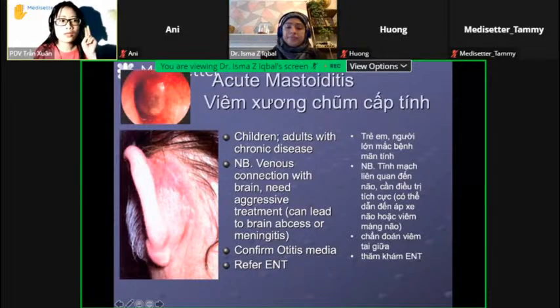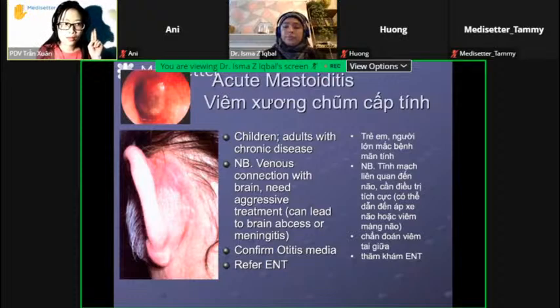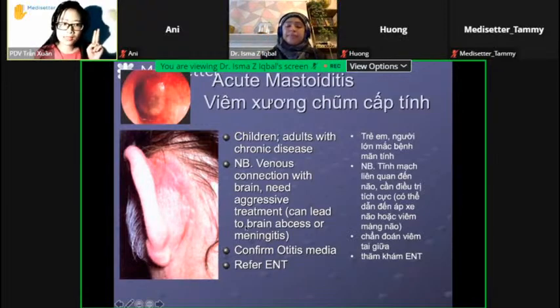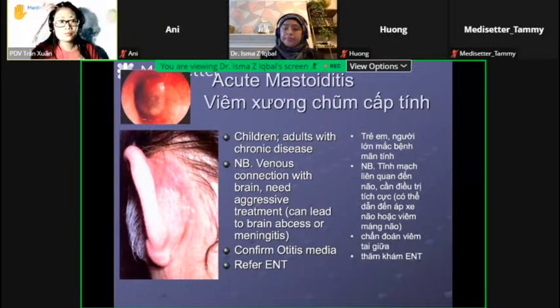At the same time, we can drain through the inner ear via the eardrum, with the fluid on the inside. If this is left untreated and is not getting better, you can end up with a brain abscess or meningitis.